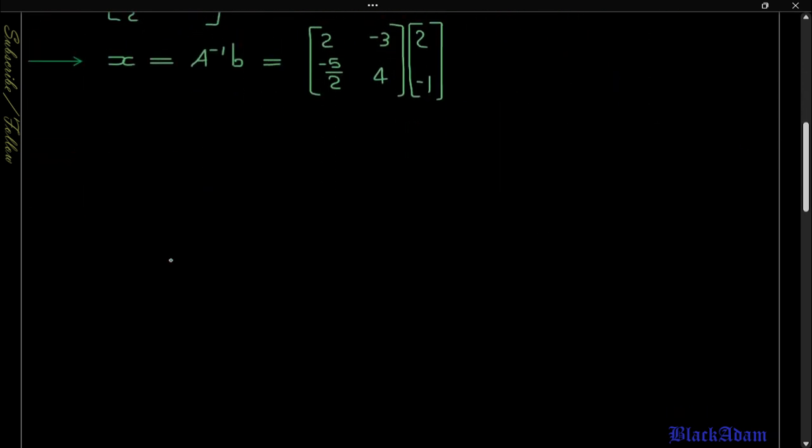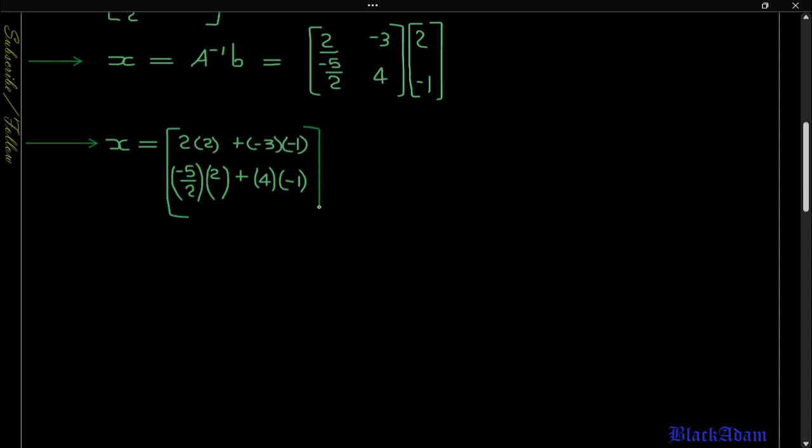So that's going to be a matrix multiplication. That means x is going to be 2 times 2 plus -3 times -1 in the first row, and then in the second row, -5 over 2 multiplied by 2 over 1, and that's 2, plus 4 multiplied by -1, and that's our matrix.